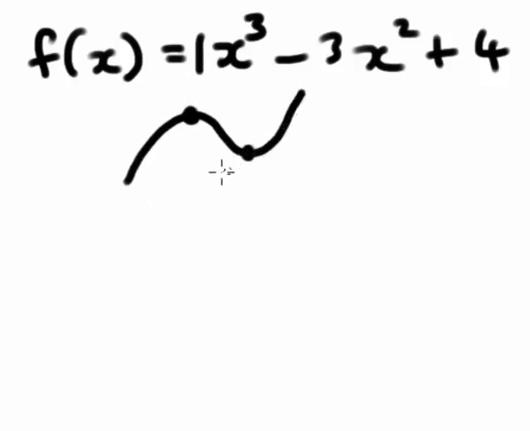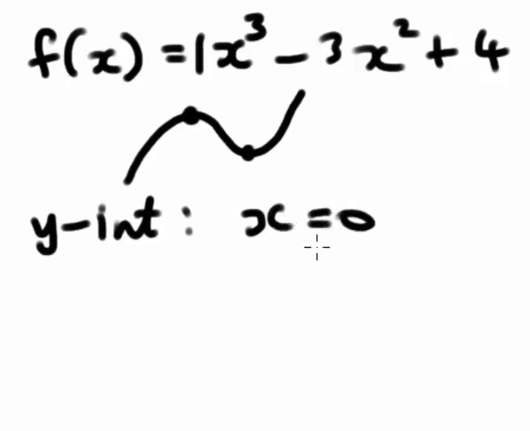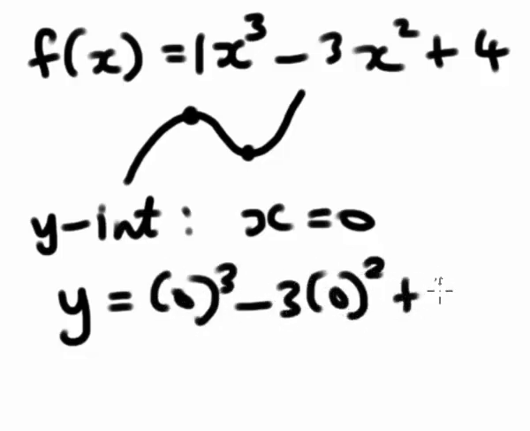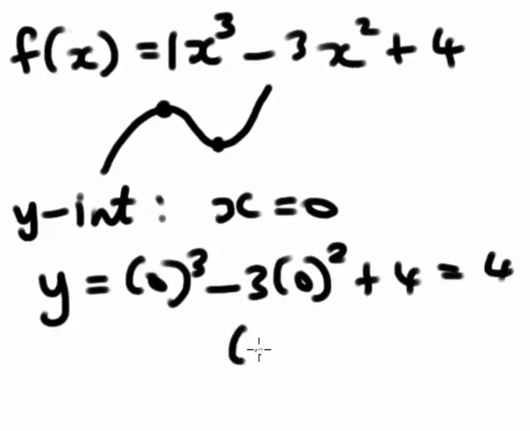Now when we sketch this graph, what we need to do is start off by getting the y-intercept and the x-intercepts. Now, how do we do that? Very simply, for the y-intercept, we're going to let x be equal to 0. If you do that, the y would be 0 cubed minus 3 times 0 squared plus 4. And guess what? That's 4. So your y-intercept is (0; 4).